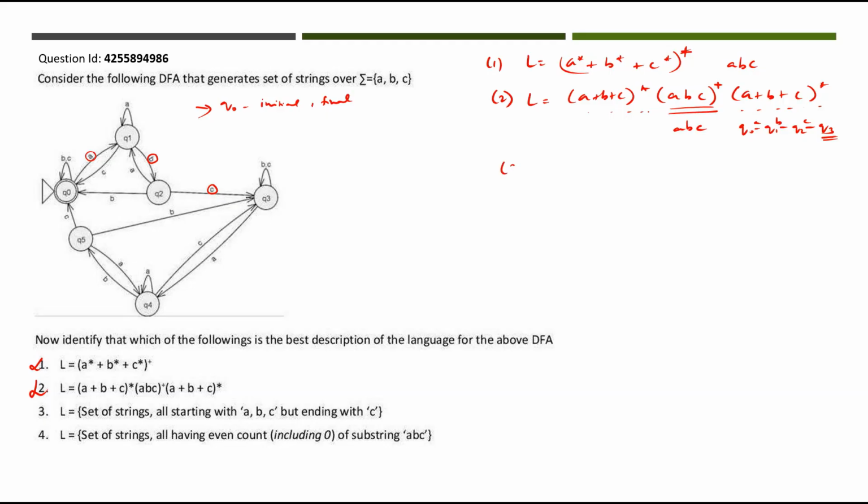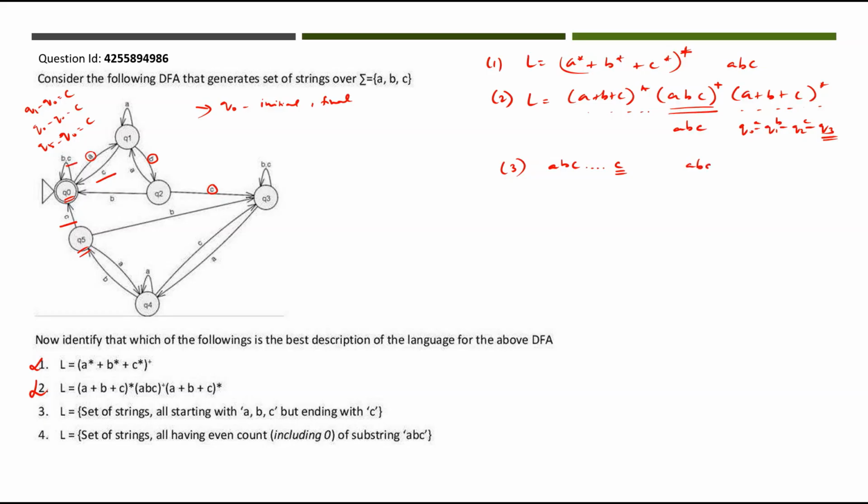Now let's go to the third option. Language description is set of strings all starting with ABC but ending with C. Q0 to Q0 has C transition and Q5 to Q0 has C transition here. If a string has to end by C, the previous state should be Q0 or Q5. Then again when you have Q1 here, Q1 is also having Q0 transition with input C. So the C possibilities are only 3.